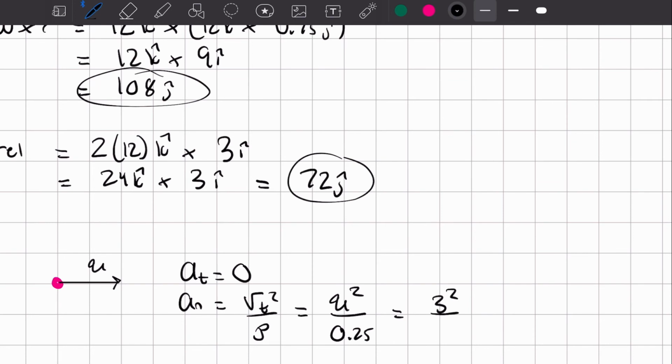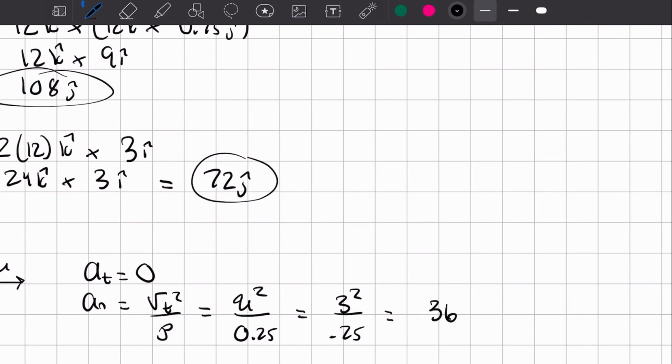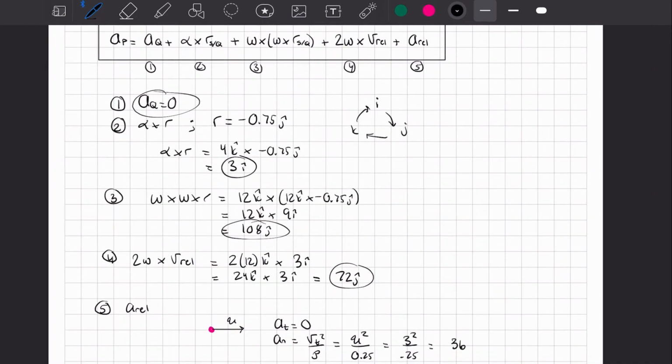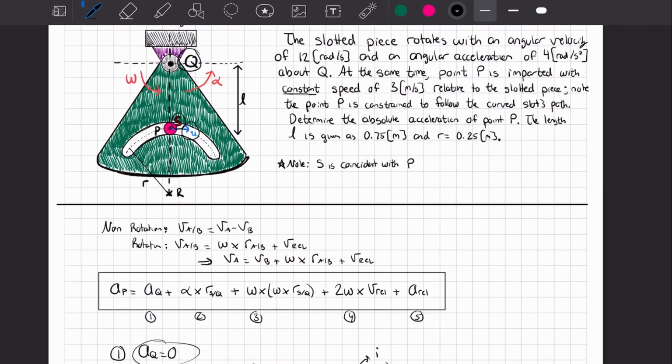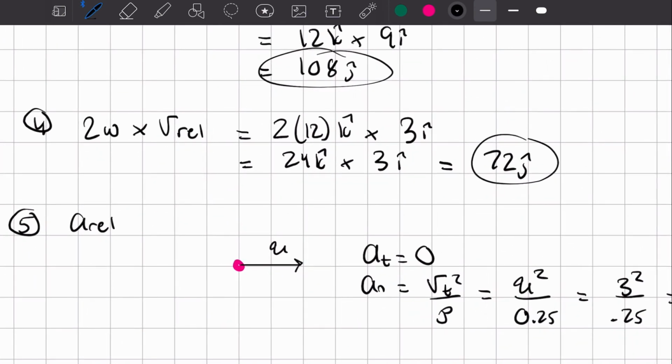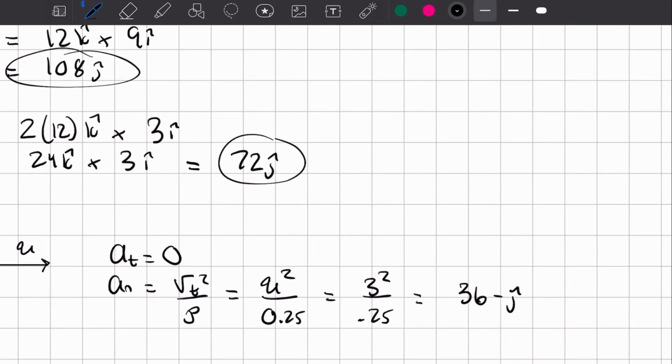So we'll just plug in our values here, and that comes out to being 36. But 36 what? We know that in this problem, since P is traveling to the right, this normal component of the acceleration is pulling it down. So that's actually going to be in the negative j hat direction.